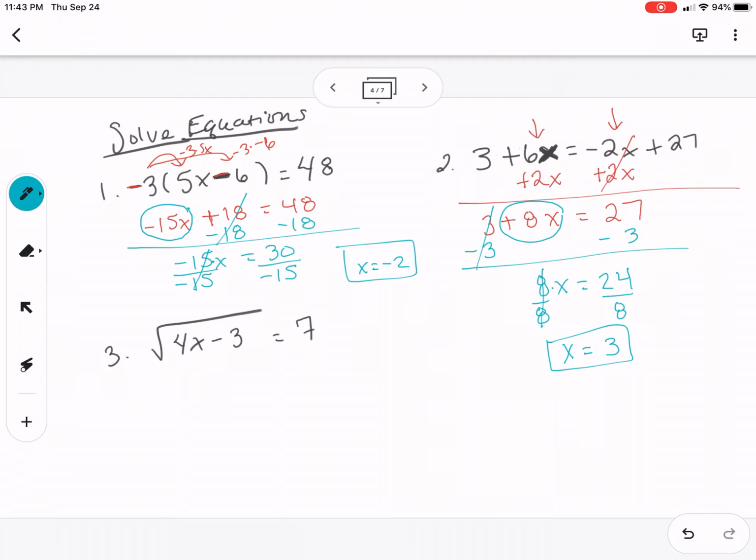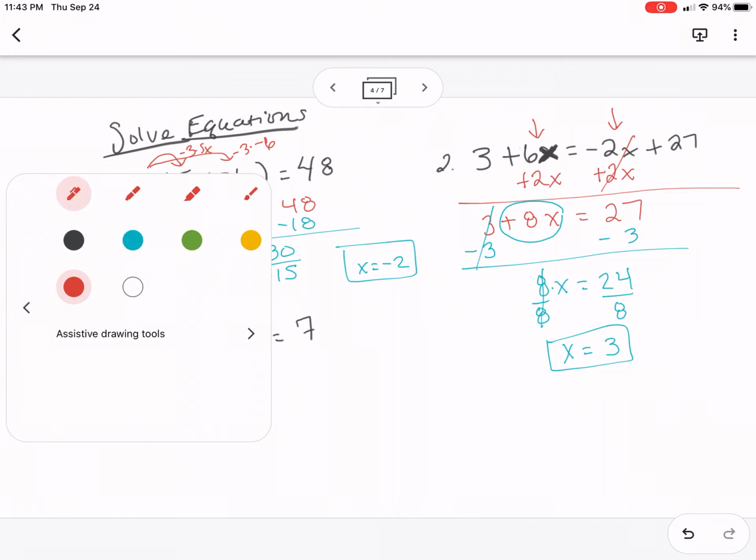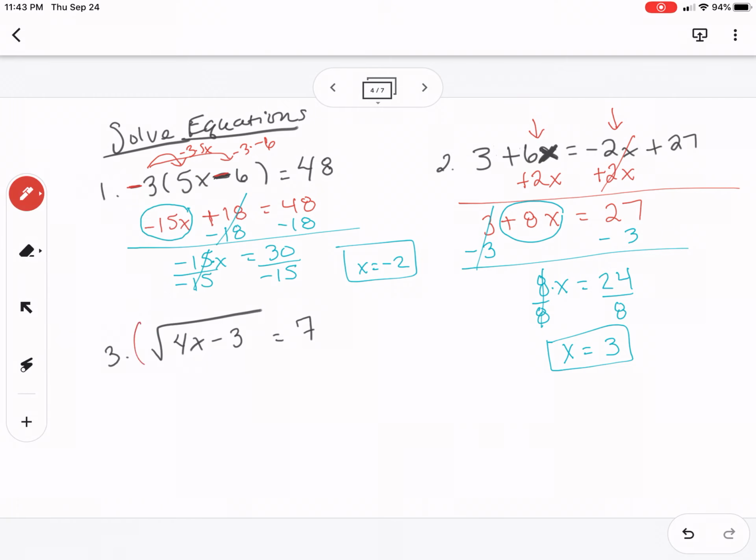The last equation here has a square root. Remember, to undo square root, the opposite is to square. So we're going to square both sides, because what you do to one side, you do to another. So the square root and the square cancel. And I'm left with 4x minus 3 equals 7 squared means you're doing 7 times 7, which is 49.